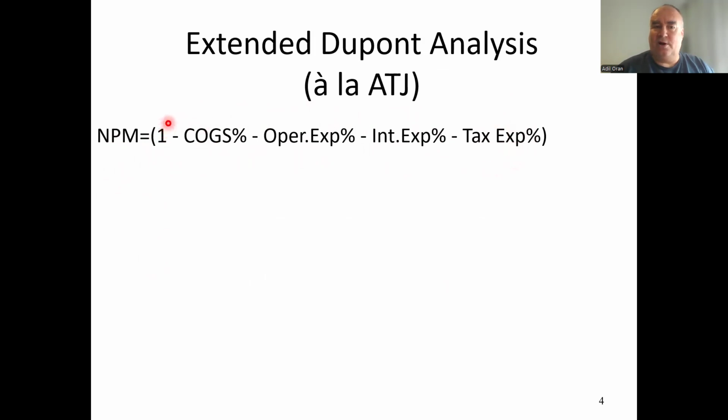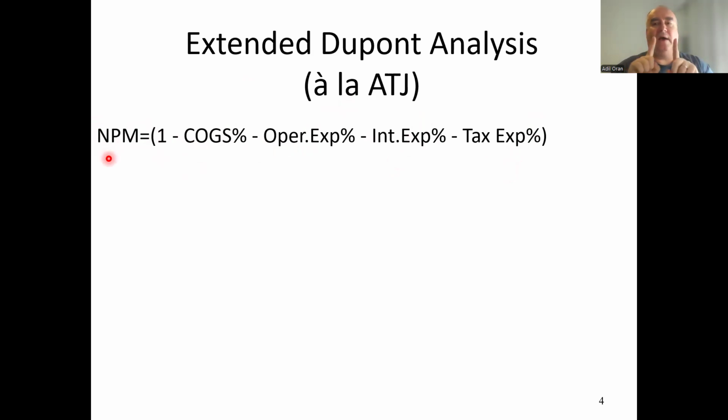So basically, you start out with 100%, and by deducting all of the different expenses from this number, we can calculate net profit margin. So what this does is it allows us to deconstruct the total profitability of the company into its success at controlling different types of expenses.